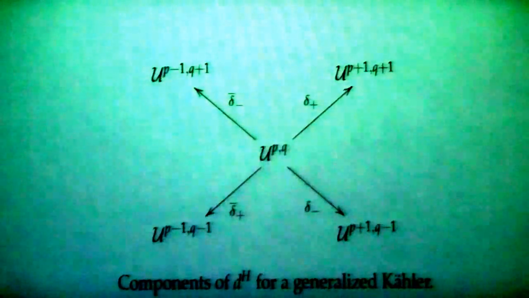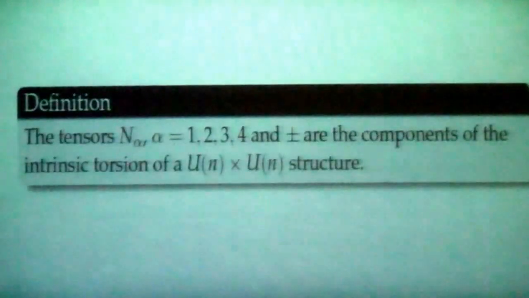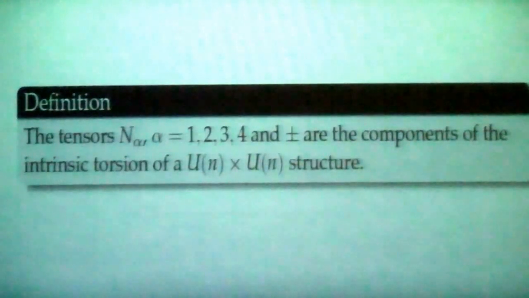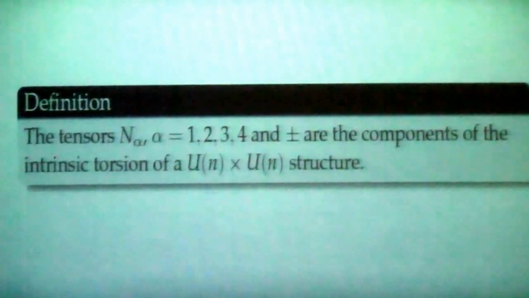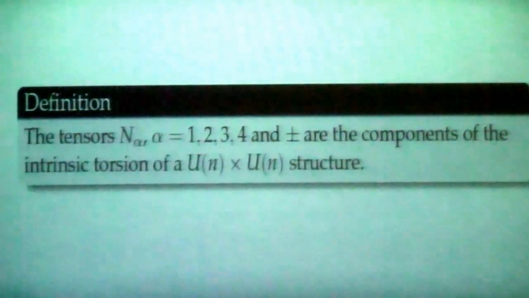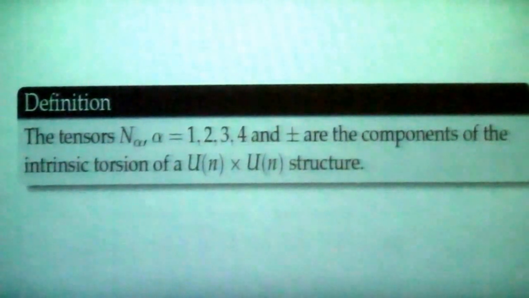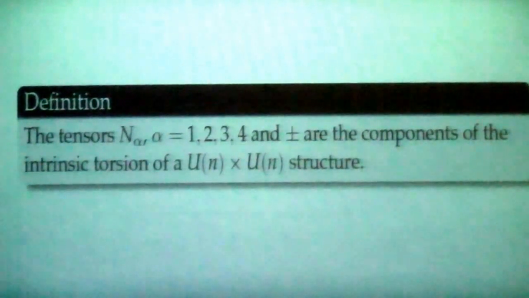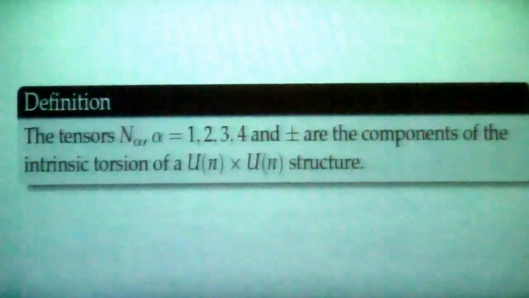So you see that from the vanishing of these components, you can say something about integrability of the structure, and therefore it's natural to call them the different components of the intrinsic torsion, because that's what the intrinsic torsion does. It measures the lack of integrability. So if all of them vanish, you get a generalized Kähler structure. If some of them vanish, you can say something about some sort of integrability of your structure, but maybe not necessarily all of it. It's not a generalized Kähler, maybe it's something less.